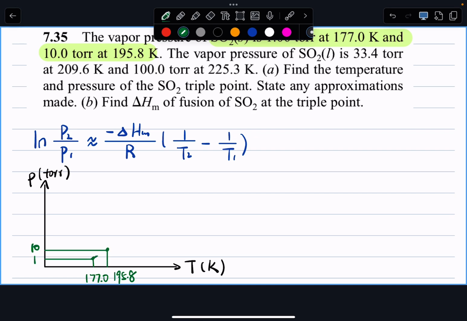If we're looking at this equilibrium, on the top, that's my solid, and on the bottom, that's my gas. So along this curve, that is my first piece of information we can solve for. Using the points between point 1 and point 2, we can use this equation once to solve for delta HM of sublimation.